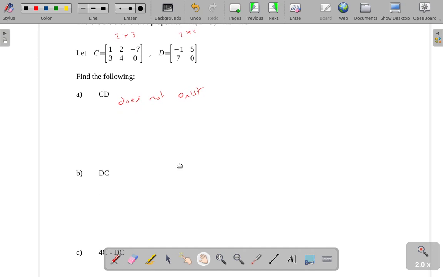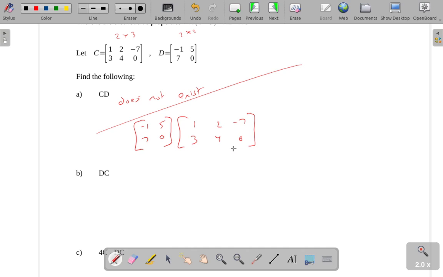If, however, we wanted to do DC instead, D is [-1, 5; 7, 0] and C is [1, 2, -7; 3, 4, 0]. To multiply these two matrices together, DC, I would do it like this. D is a 2 by 2 matrix and C is a 2 by 3 matrix. The inner dimensions match, the 2 and the 2, and the outer dimensions are 2 by 3. So this is going to give me a 2 by 3 matrix.